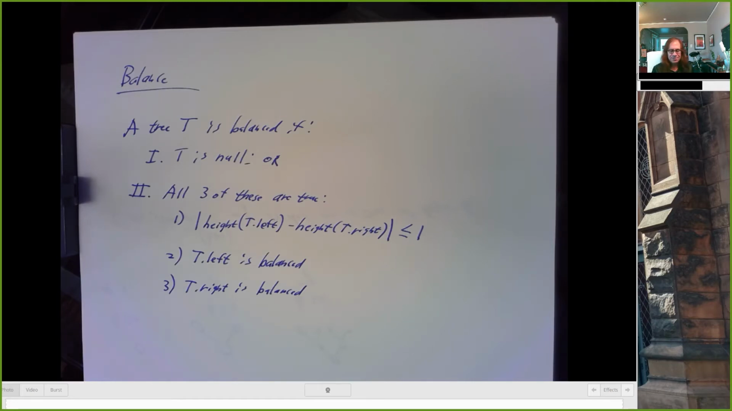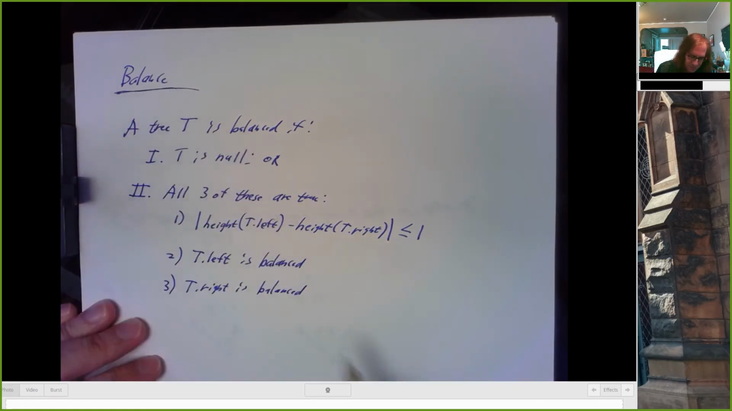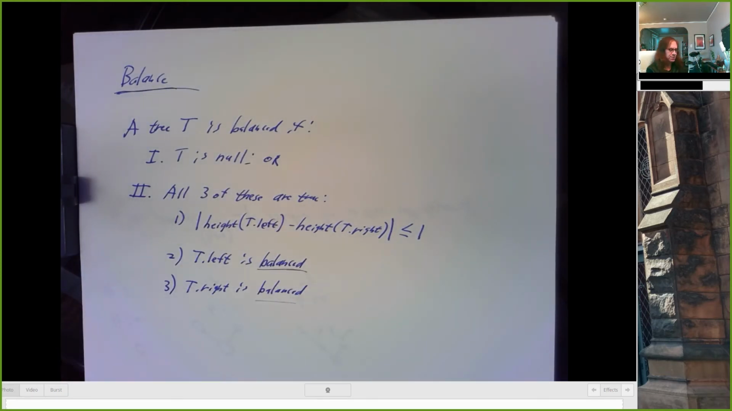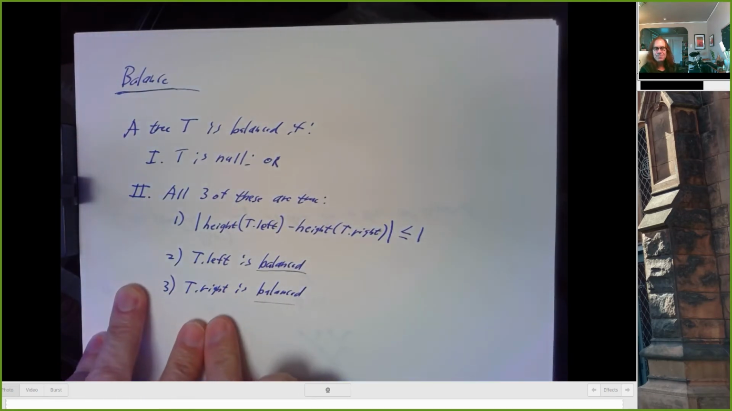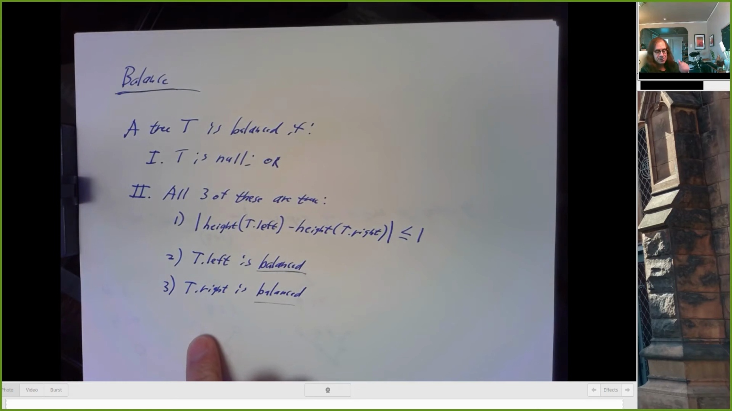Now, it may or may not seem strange that in our definition of what it means to be balanced, we're requiring that we check to see if something is balanced. Right? How do you know if you're happy? Well, are you happy? If you're happy, then you're happy. That makes no sense. That doesn't get us anywhere. But that's not exactly what we're doing here. We're not asking inside here if t is balanced. We're asking if something smaller than t is balanced. Are the left and right children balanced?